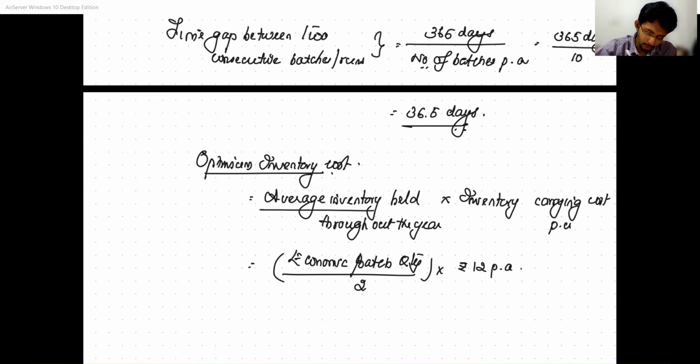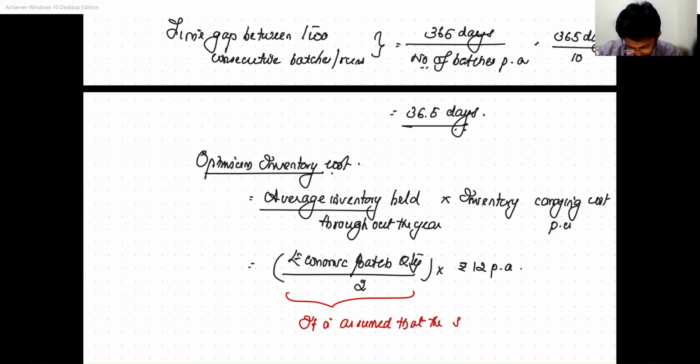Okay. Now to do this, it is assumed that the sale happens evenly throughout the period. Don't write year.